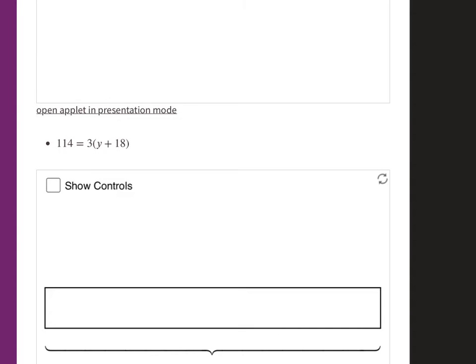114 equals 3 times (y plus 18). Okay? There's two different ways to do this. We could do the distributive property to get rid of it, or we can divide first. Because there are parentheses, we can divide first. So this right here, when the 3 is on the outside of the parentheses, that means multiply. So to get rid of multiply, we're going to divide both sides by 3.